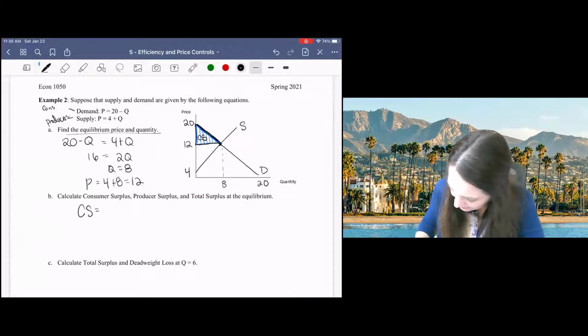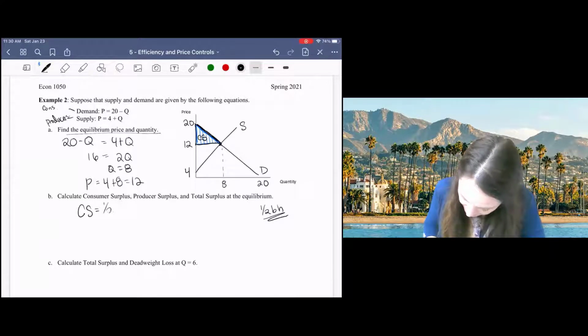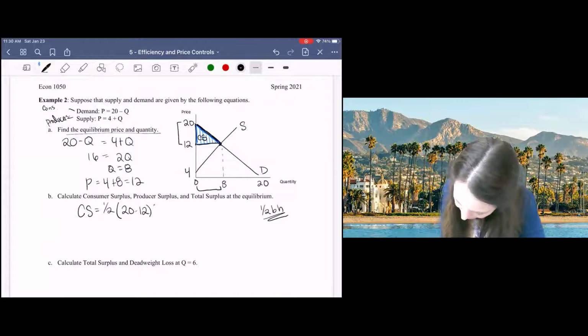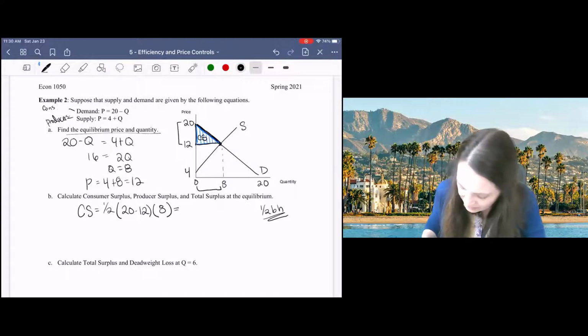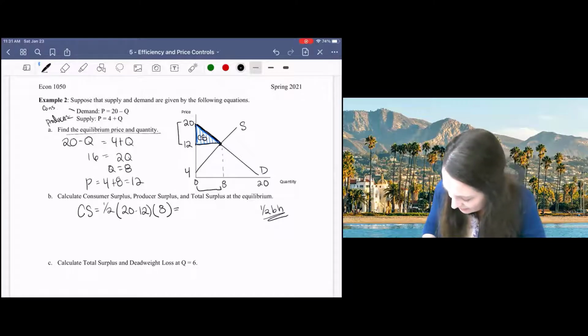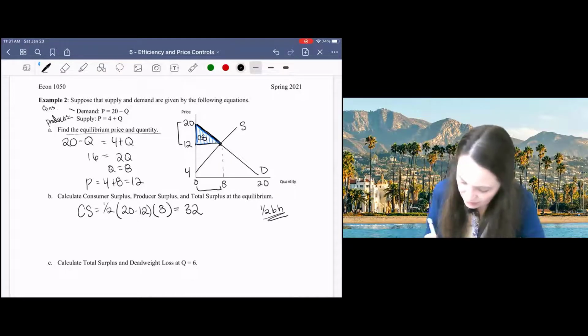And you probably remember that the area of a triangle is 1/2 base times height. So to find the consumer surplus in this example, we need to just measure the base and height of that triangle. So the height is 20 minus 12, and the base is 8 minus 0, or 8. And so we have 1/2 times 8, which gives me 32.